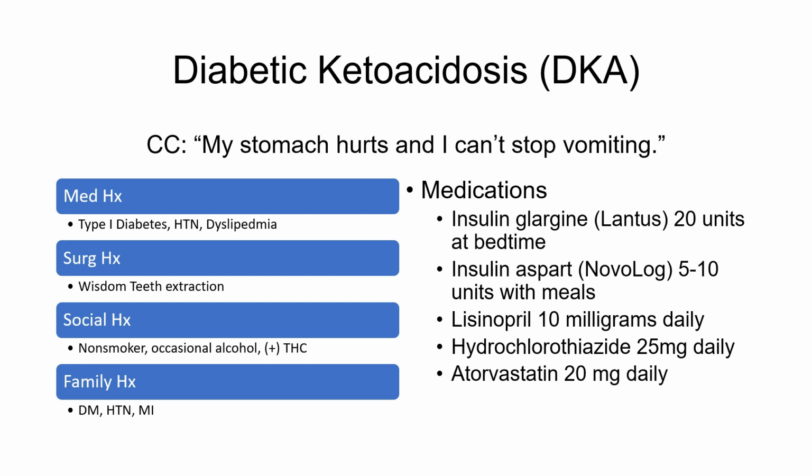He has a past medical history of type 1 diabetes, hypertension, and hyperlipidemia. Surgical history is only positive for a wisdom tooth extraction. Social history: he's a non-smoker, occasional alcohol, and uses THC. His family history is positive for hypertension, diabetes mellitus, and MI. His current medication list includes Glargine, which is Lantus, 20 units at bedtime, insulin aspart, which is Novolog, 5 to 10 units with meals, lisinopril 10 milligrams daily, hydrochlorothiazide 25 milligrams daily, and atorvastatin 10 milligrams daily.